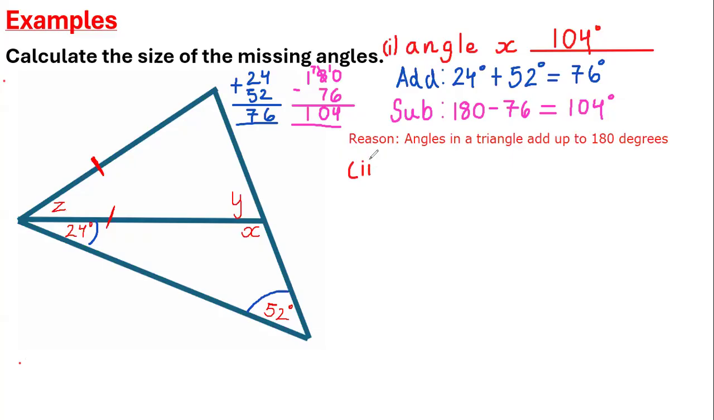Okay, good. It's gonna be angle Y. So what we have here is going to be angle Y. So the first thing we have to do is we have to what? We have to add, right? So let's go ahead and add. Wait, no. No, you subtract.